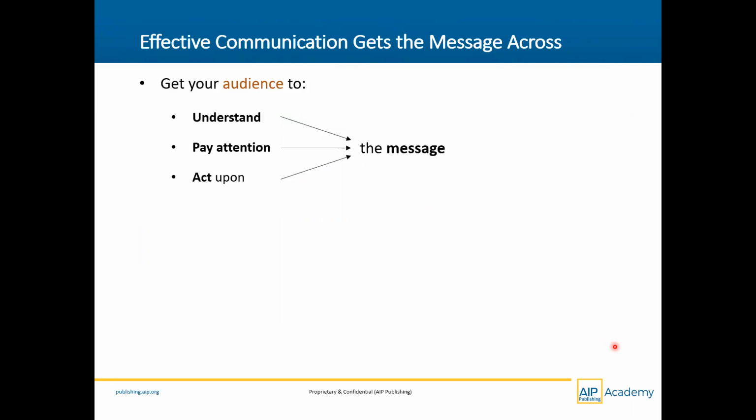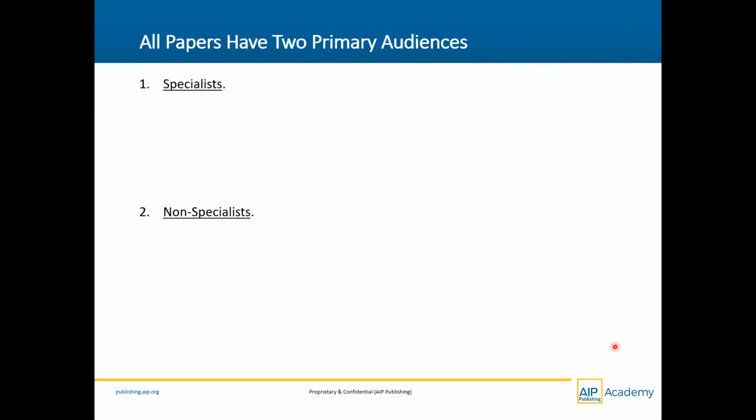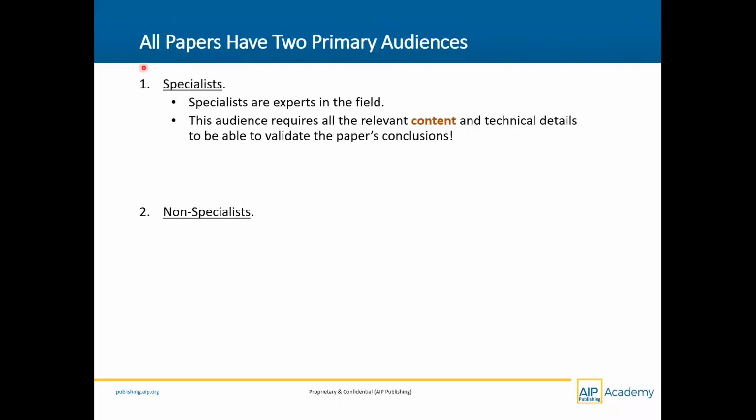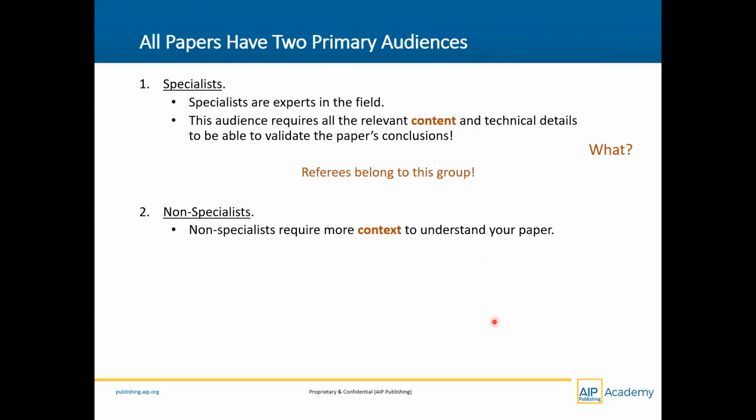And let's talk about the 2 main audiences that your scientific paper will see. Each paper has 2 primary audiences: specialists, which are experts in the field, and they're a type of audience that requires relevant content, or the what, and the technical details to be able to validate your paper's conclusions. It's also comprised of non-specialists, and specialist referees are people that belong to this group, and non-specialists, which are people who require more context, or the so what of your paper, to be able to understand it.